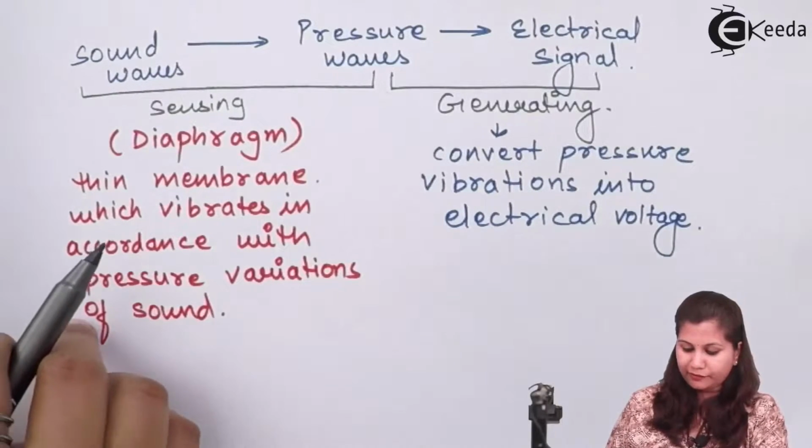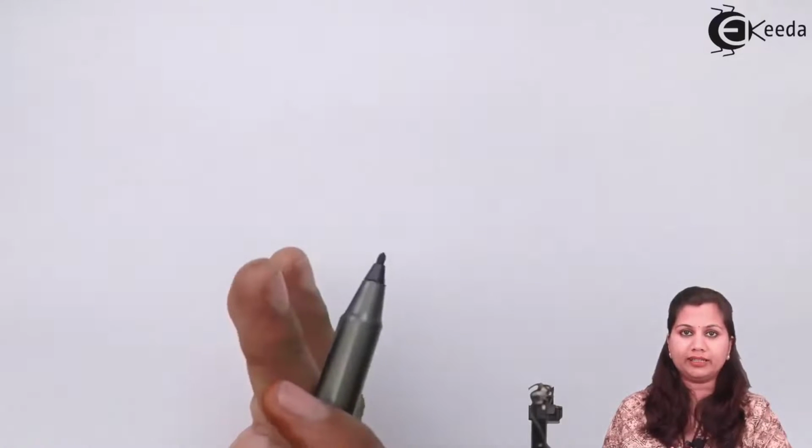So the first classification of the microphones is based on the type of generating element present in the microphone. So here first we will study the types of microphones depending upon the generating element.